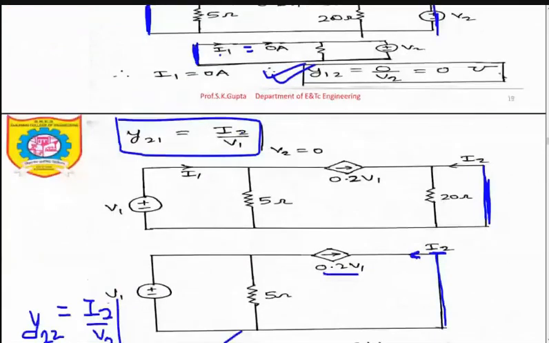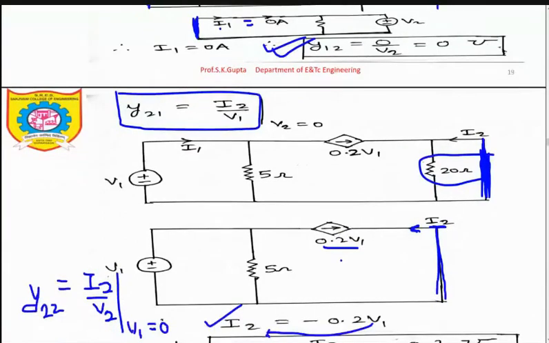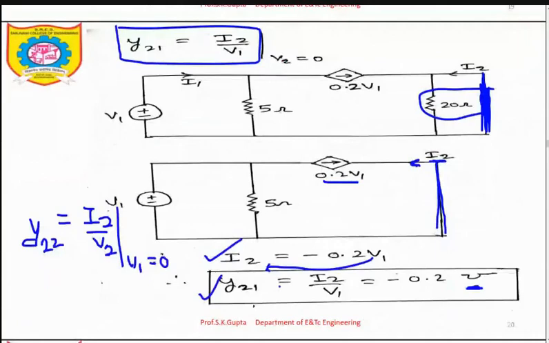Then Y21 is I2 upon V1 with V2 equal to 0. So V2 I have made short circuited, so this becomes overall short circuited. Okay. So this I2 and this 0.2 V1 are in opposite direction. So we get the value of Y21. You always have to do some analysis by making the short circuit, see how your circuit will look like, and what type of relationship we have to find. Accordingly, we have to do the analysis.